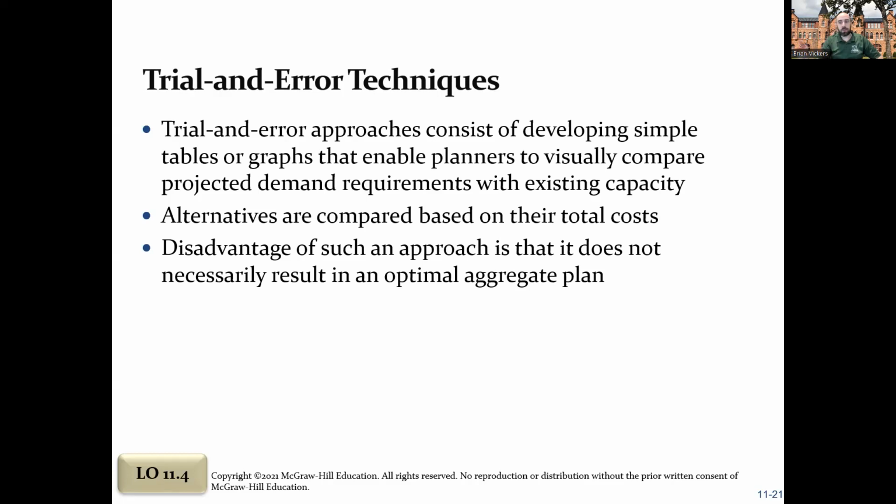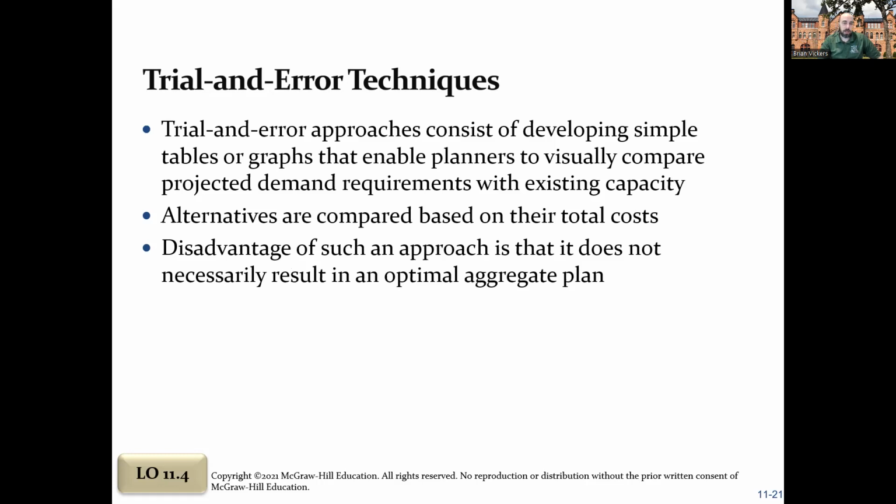see which one of those combinations, possible policy changes, possible various sources of different costs, comes out to be the cheapest cost, and that's the one you pick. So the alternatives are compared based on their total cost. The disadvantage is that it does not necessarily result in the optimal aggregate plan. That's because you're going through trial and error, you're attempting what you can conceive of.